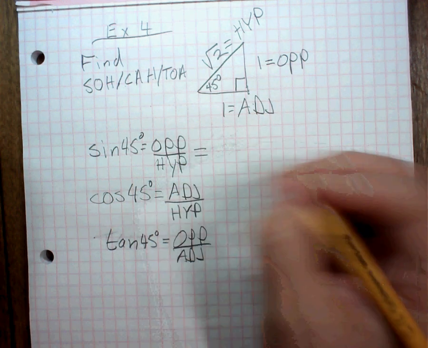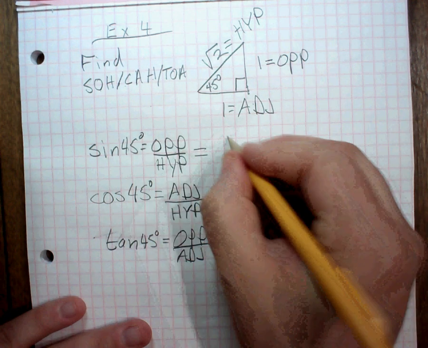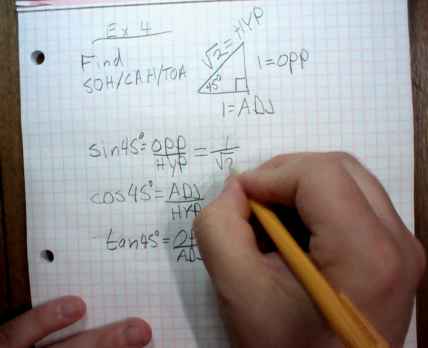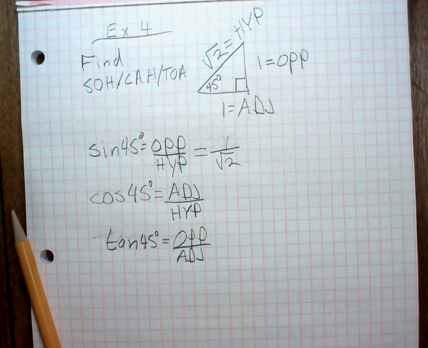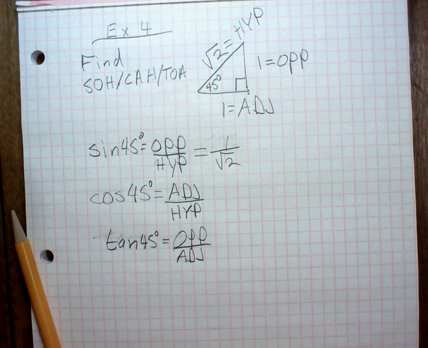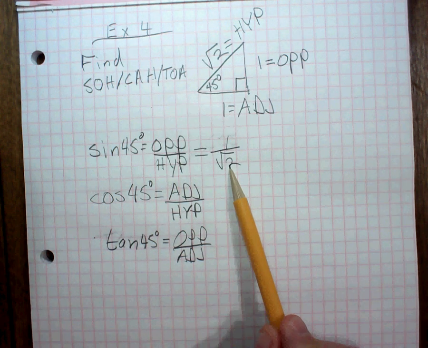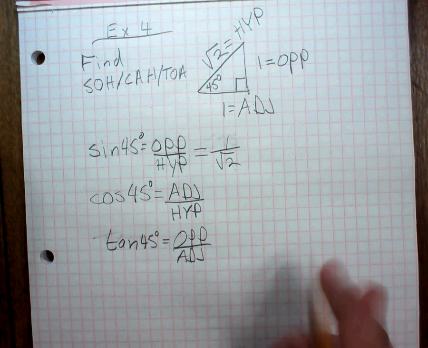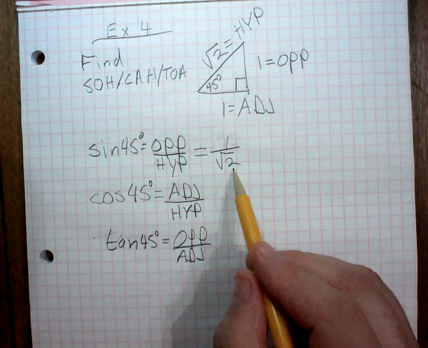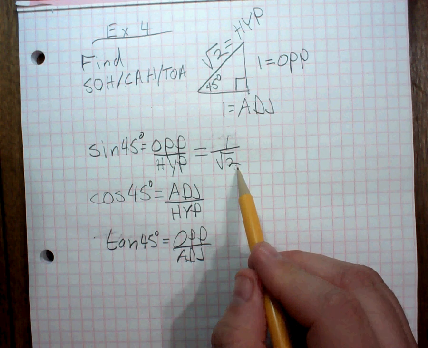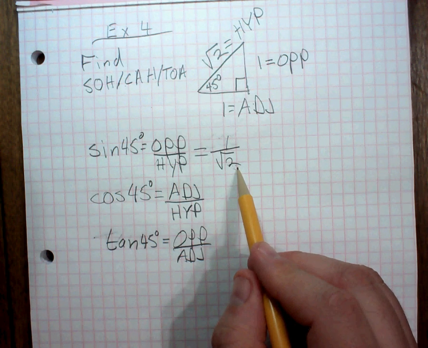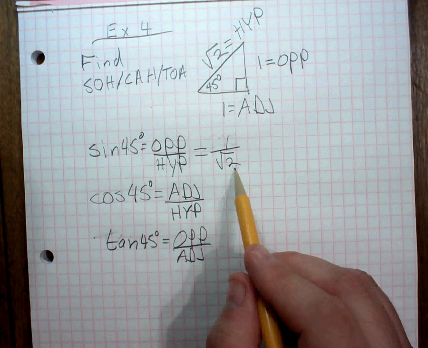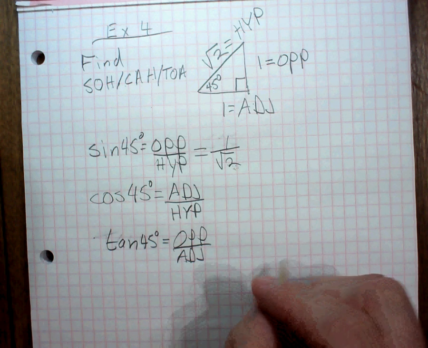So sine of 45 is going to be the opposite, which is 1, over the hypotenuse, which is the square root of 2. Now that has a numerical value, but we don't want to leave a square root in the denominator. One thing about fractions is you can't have a 0 in the denominator, and you can't leave a square root in the denominator. The reason is because you might have what we call an imaginary or complex number. And so we always do this thing called rationalizing the denominator.